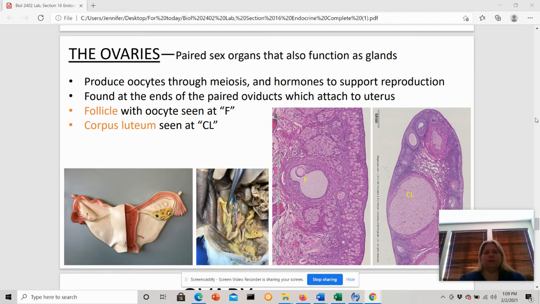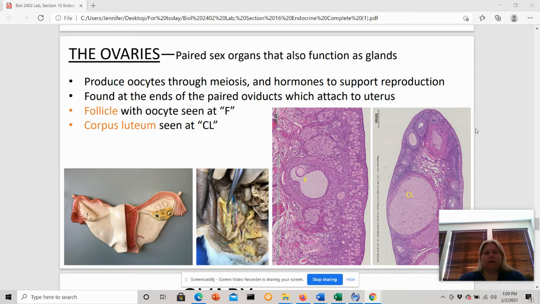And then oocytes are probably what you learned as eggs, as females produce eggs and males produce sperm. So the oocytes would be what you learned as eggs. Oocytes definitely the more appropriate term for that. The ovaries also produce hormones that will support reproduction.